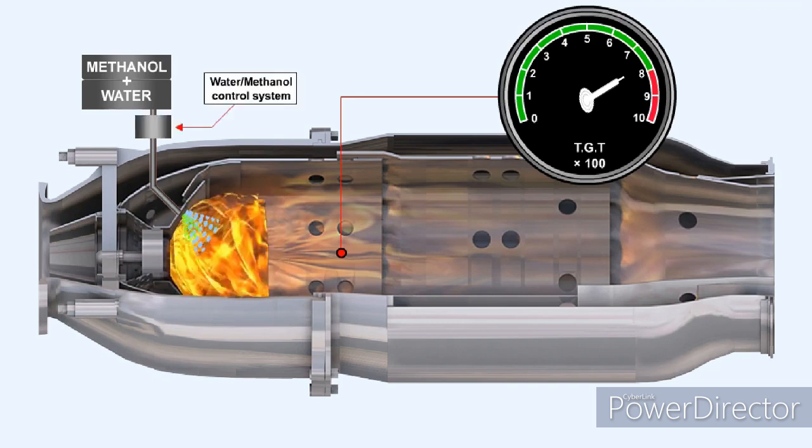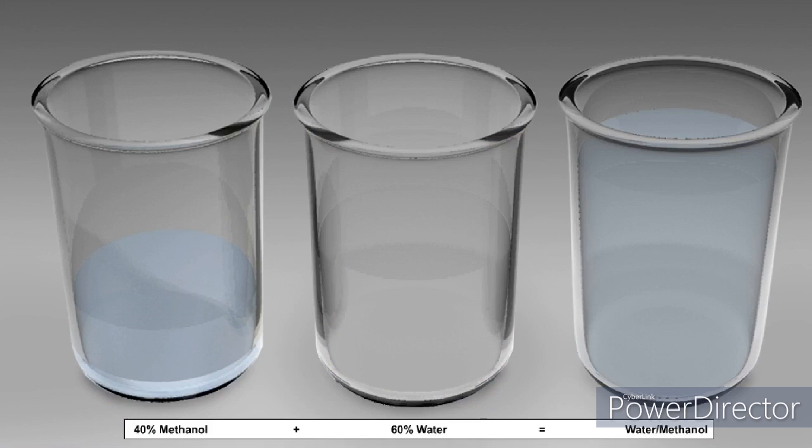In order to regulate the amount of heat added, the quantity of water methanol injected into the engine must be carefully regulated. This is accomplished by a water methanol control system. The proportion of methanol added to the water must also be carefully controlled. A ratio of 40% methanol to 60% water by volume ensures that the turbine gas temperature limits should never be exceeded during use of the water methanol system.